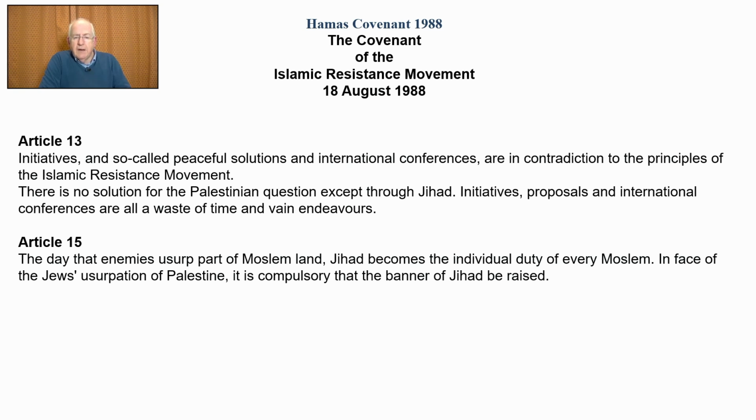Article 15: "The day that the enemies usurp part of Muslim land, jihad becomes the individual duty of every Muslim. In the face of Jews' usurpation of Palestine, it is compulsory that the banner of jihad be raised." It's basically saying that every Muslim across the world, it is their compulsion to be part of this removal of the Jews from Palestine.